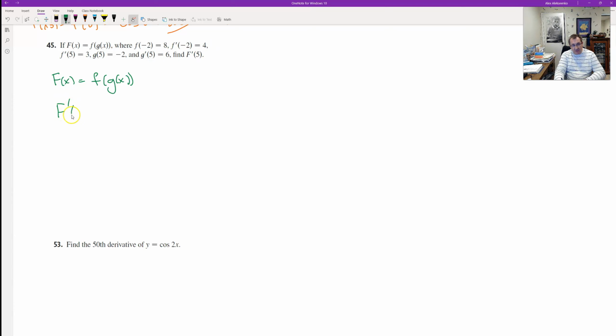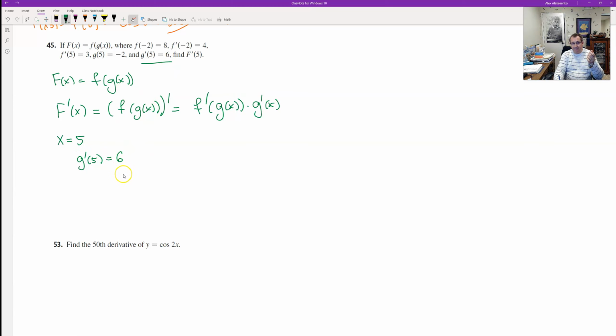So let us start by finding an expression for F prime. Well, it is literally the application of the chain rule to this composition. So it would be the derivative of f evaluated at g of x times the derivative of g. Now we need to evaluate that derivative at a very specific place, at x equals 5. So we just go ahead and start substituting. In particular, g prime at 5, well, apparently it's given to us. It is equal to 6.